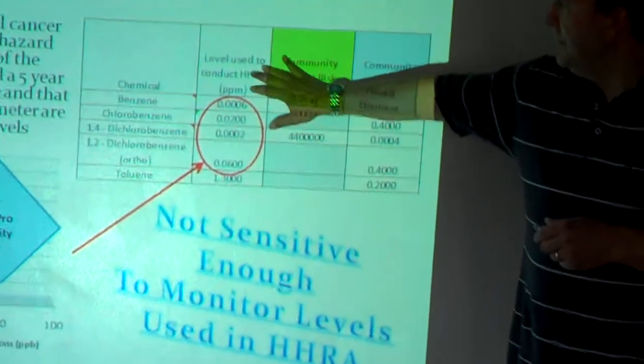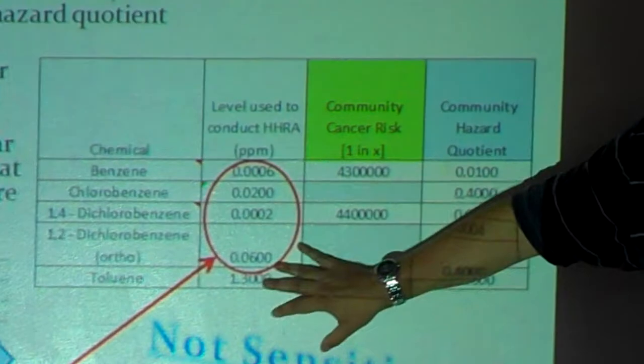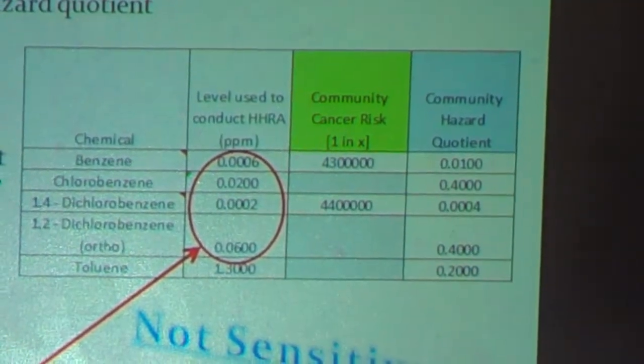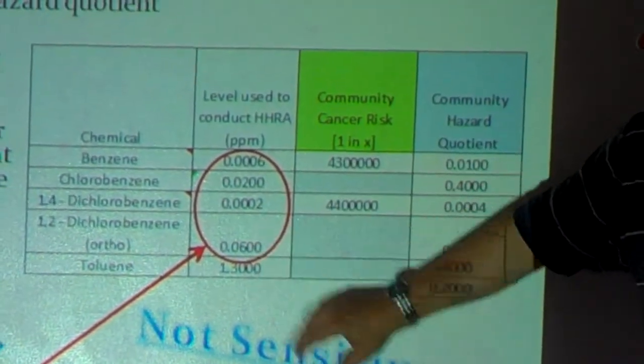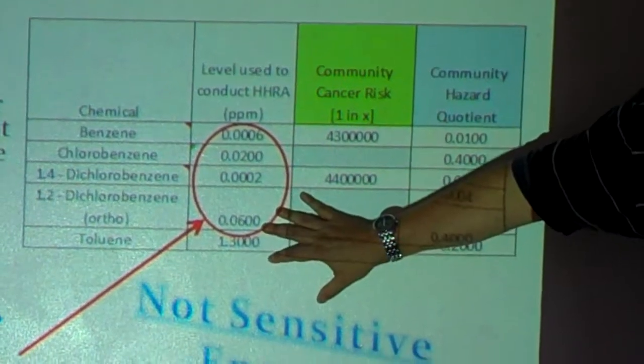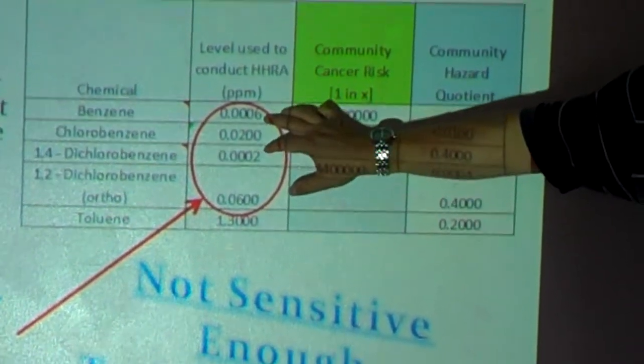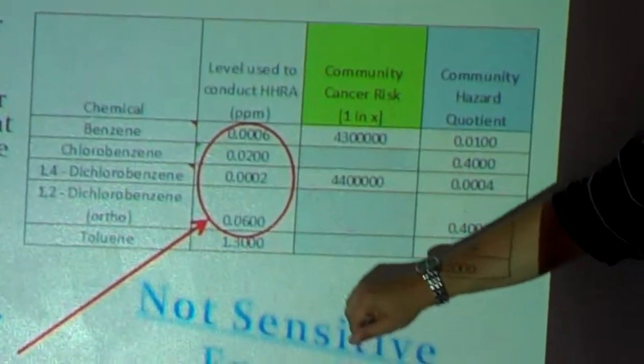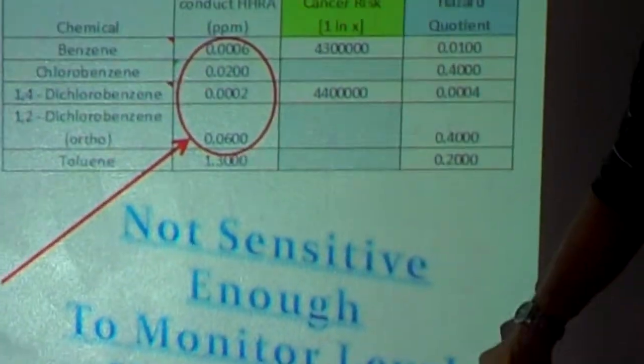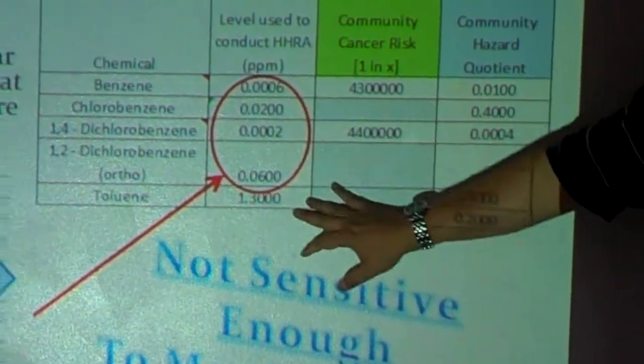and the levels that they used up at those sensors to establish that it will be safe are found here in this table. You'll note these levels are fairly small, starting with benzene at actually 600 parts per trillion, chlorobenzene 20 parts per billion, and etc.